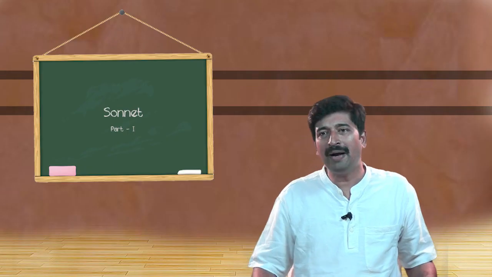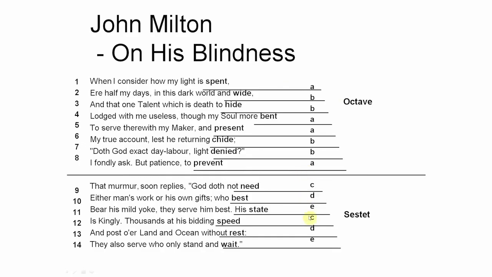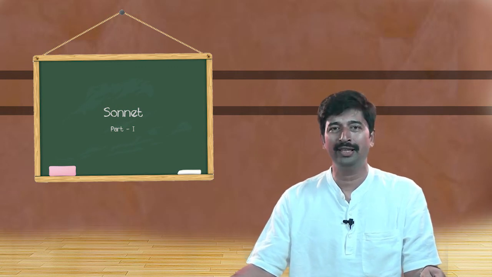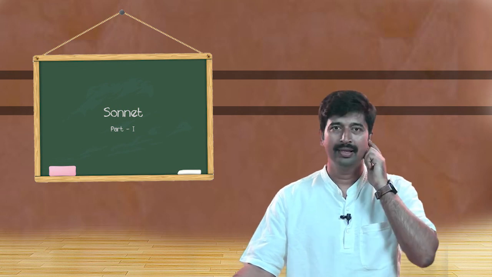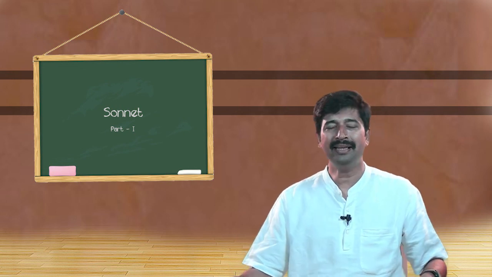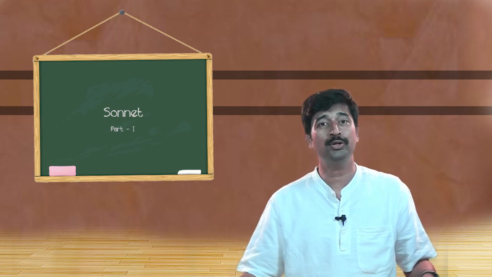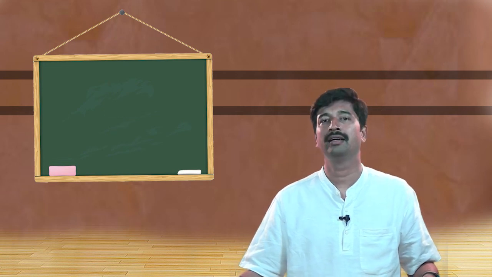So you have a pattern which is different from the way Shakespeare has written it: an eight-line segment and a six-line segment. The eight-line segment is called the octave and the six-line segment is called the sestet. Until now we have listened to what Shakespearean sonnets are and seen their features. Now let's take a break and come back and see the Italian sonnets, also called the Petrarchan sonnet, with the example of On His Blindness by John Milton.